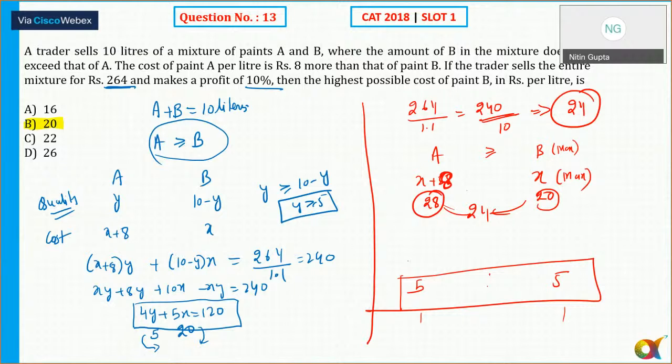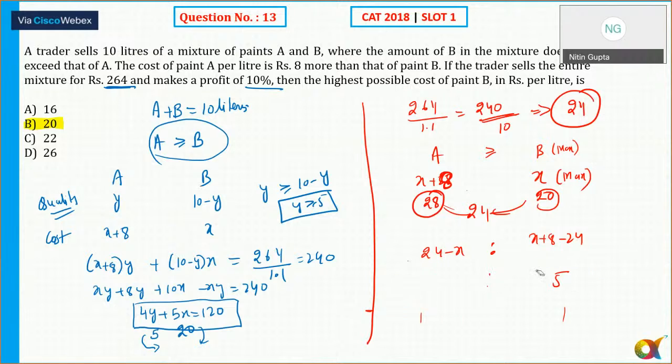Or you can say that the ratio here, this will be equal to what? X plus 8 minus 24, and this is equal to 24 minus x. And the ratio of these two has to be 1:1. If you solve this in the ratio 1:1, then you'll get the answer 20. X is equal to 20. So I hope that now it is clear to all of you.